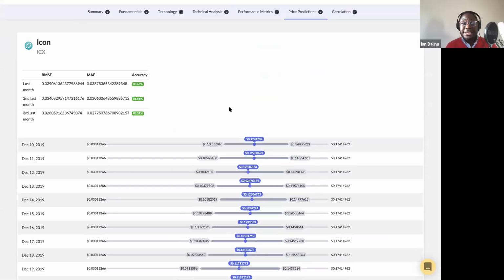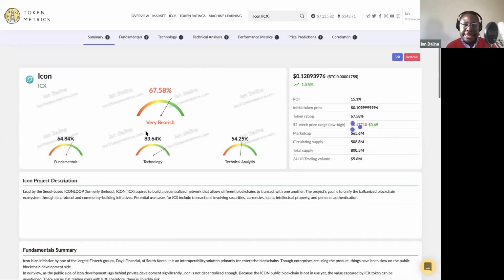Maybe you have lots of cash on the sideline and the model says, hey, ICON, the technology is good, but the price is going down. Maybe now's the time to really buy the dip. Because don't forget, if we go back here to the summary, the technology for ICON is solid. The fundamentals could definitely be better, but the technology is solid. But maybe if the technology and the technicals align, maybe it now presents a good buying opportunity.